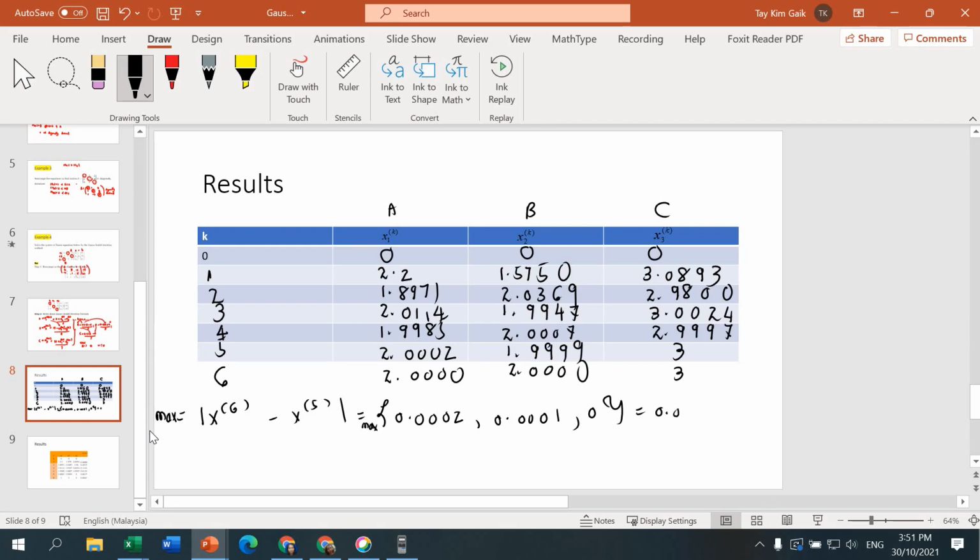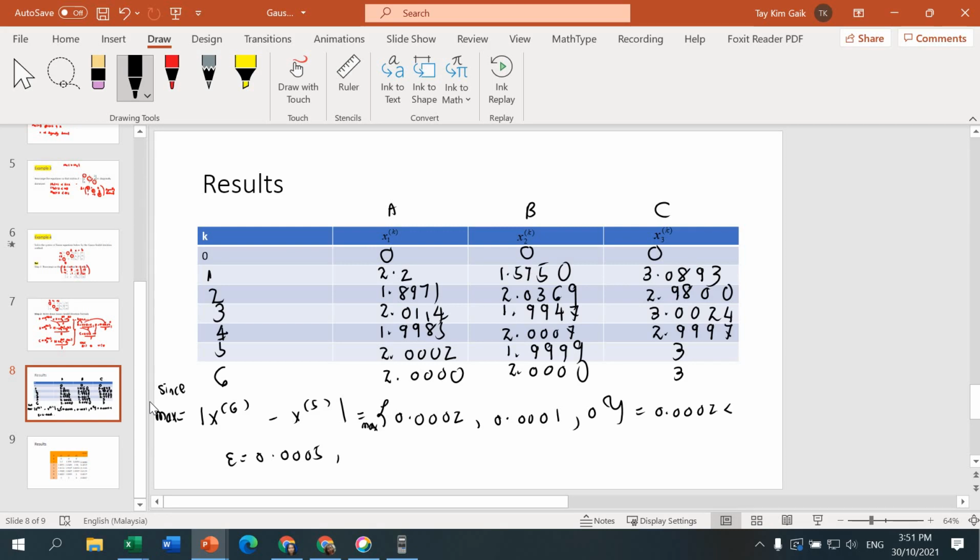Exactly 0.0002, which is less than the epsilon. For 4 decimal place calculation, epsilon is 0.0005. Then you can stop and the iteration is done.